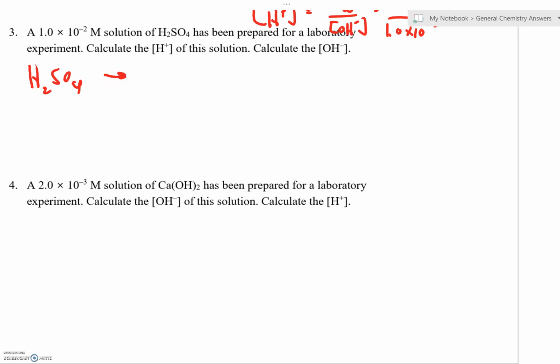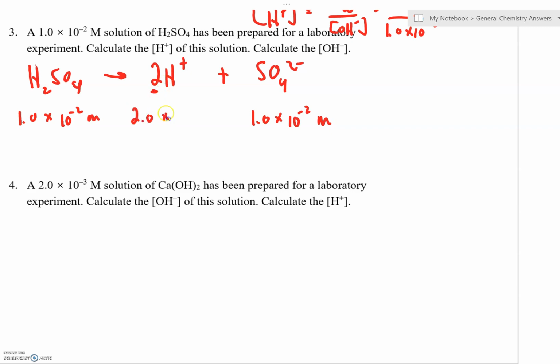Here is H2SO4. You know that because there's 2 H's, you get 2 H plus and SO4 2 minus. So because there's 2 H's, if this is a 1 times 10 to the minus 2 molar solution of H2SO4, you get 1 times 10 to the minus 2 molar SO4, but twice as many H pluses, 2 times 10 to the minus 2 molar. So what's our H plus? 2 times 10 to the minus 2 molar.